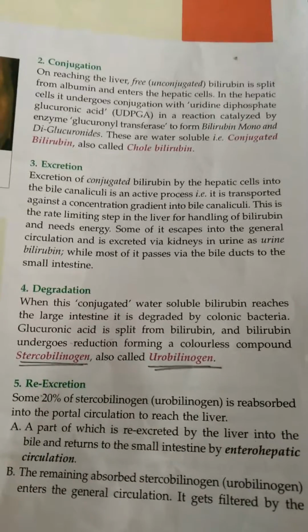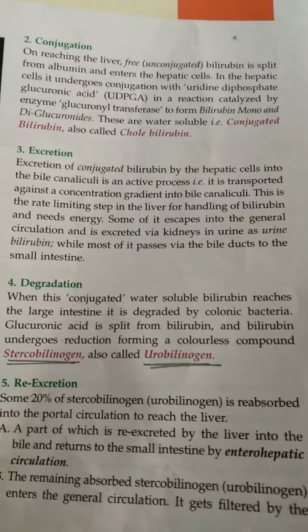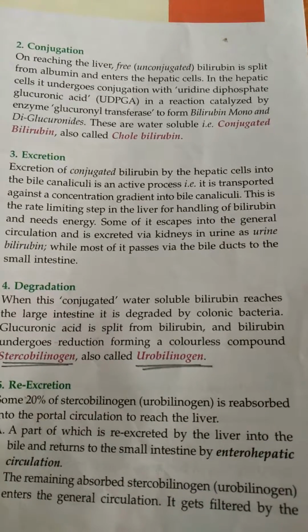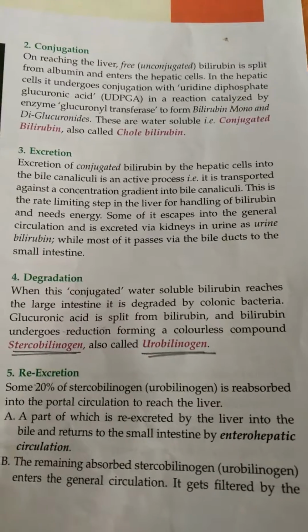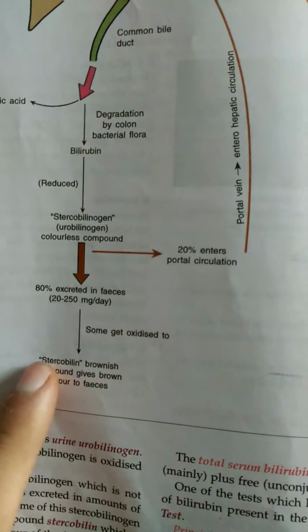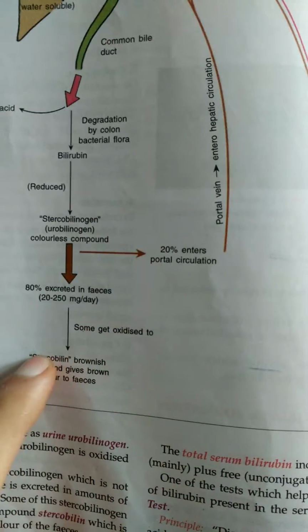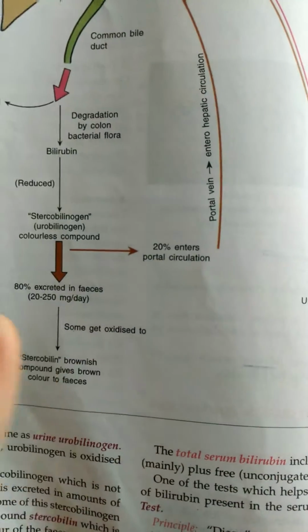Glucuronic acid is split from bilirubin. Basically, the bilirubin undergoes reduction, forming a colorless compound called stercobilinogen, also called urobilinogen. Some 20% of this stercobilinogen is reabsorbed into the portal circulation to reach the liver, while 80% of it is excreted in feces, and some gets oxidized to stercobilin, a brown compound that gives brown color to the feces.